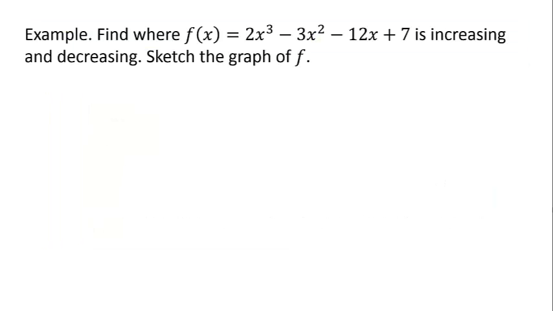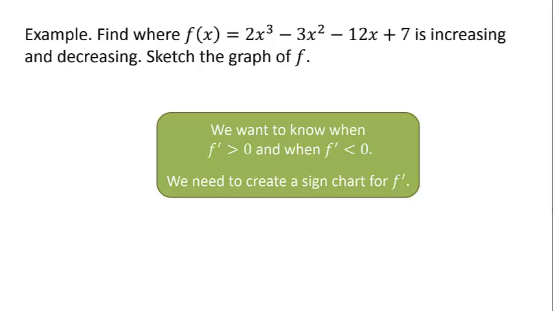Let's find where the function 2x cubed minus 3x squared minus 12x plus 7 is increasing and decreasing, and then use this information to sketch the graph of f. Recall that in order to determine where f is increasing and decreasing, we need to know where f prime is positive and negative. We need to create something called a sign chart for f prime.